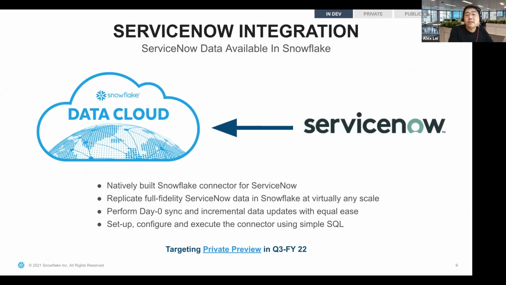The other thing that we've announced is a tighter ServiceNow integration. So being able to have a connector between Snowflake and ServiceNow, being able to perform those incremental updates a lot easier as well. As you know, there are a number of connectors available with Snowflake. We've announced the ServiceNow connector that's due for private preview towards Q3 of this year.